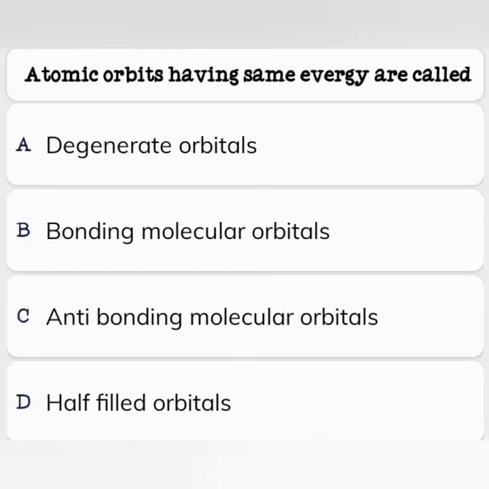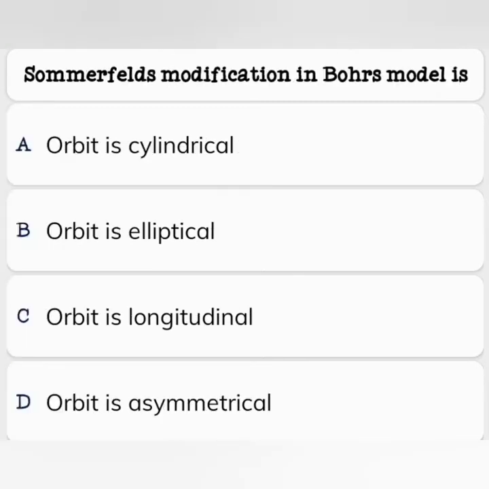Atomic orbitals having same energy are called A, degenerate orbitals. B, bonding molecular orbitals. C, anti-bonding molecular orbitals. D, half-filled orbitals. Right options, आप comment section में लिखें। Yeah, so the right option is A, degenerate orbitals.